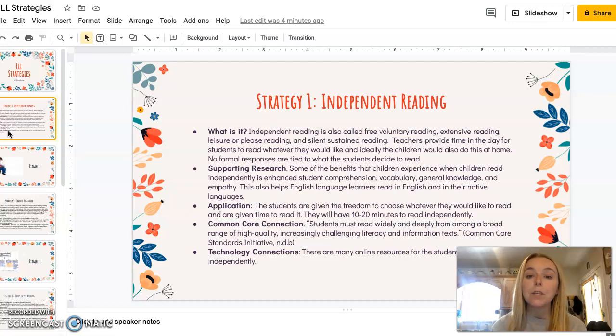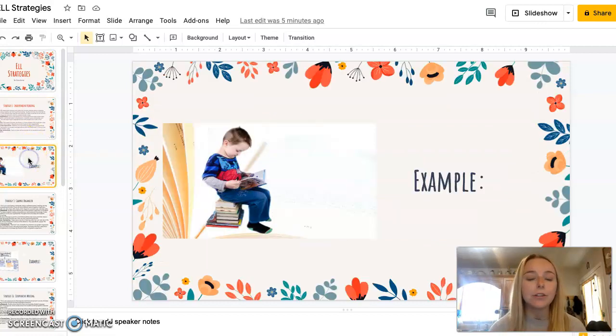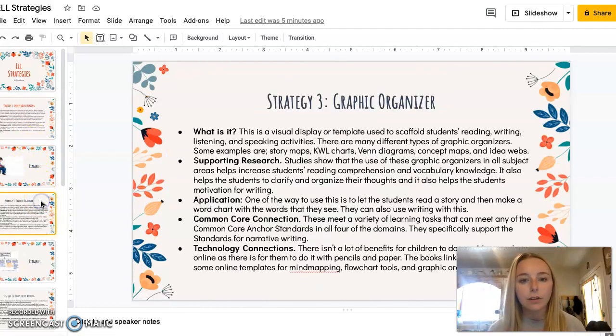to read. And for Common Core, they read wide. Students must read widely and deeply from among a broad range of high quality, increasingly challenging literary and informational text. So that's just the Common Core standard that it aligns with. And there are many online resources. In the book, he just linked a bunch of links you can go to. So there are many. Here's just an example of that.